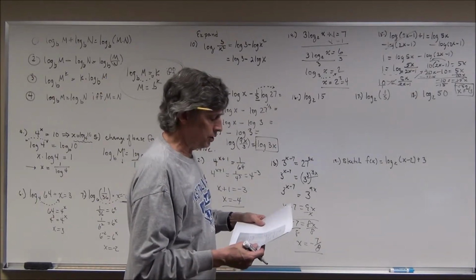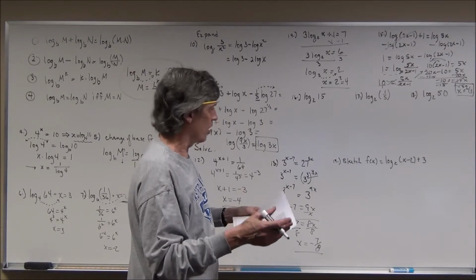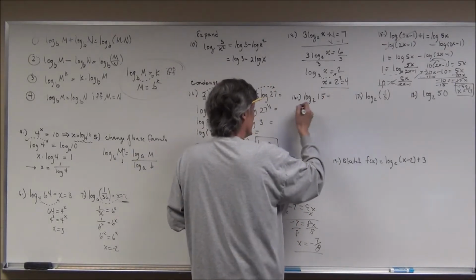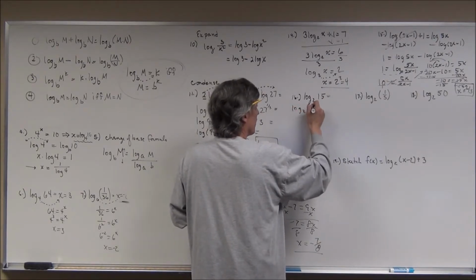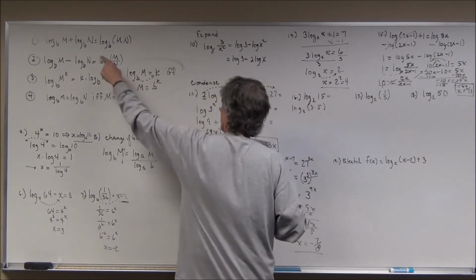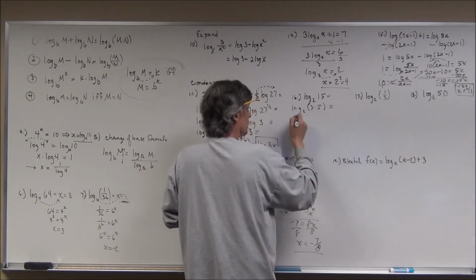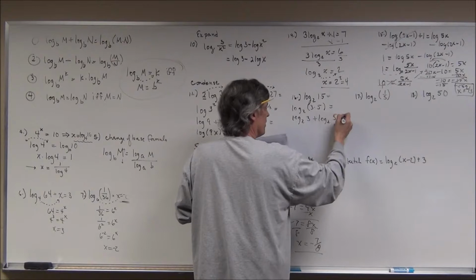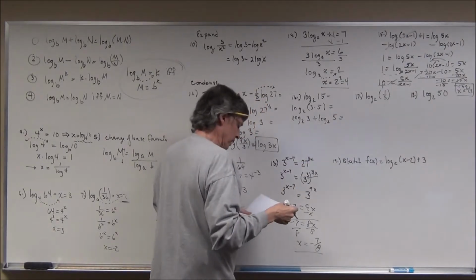Now look at the two logs that you have. You have the log of 3 and the log of 5. I look at 15 and I'm thinking 3 times 5. This is the log base 2 of 3 times 5. And then using the first property here, this is the log base 2 of 3 plus the log base 2 of 5. Now I have both of these approximations.